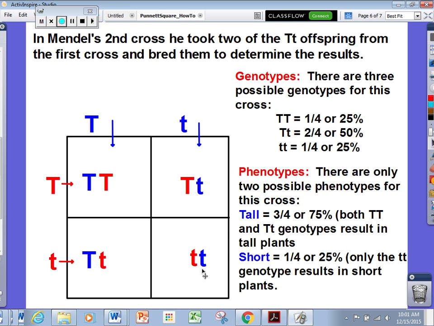results in short plants. So this mirrors what Gregor Mendel found out after testing thousands of times. He found out when he averaged all the information together that for every 3 tall plants, on average, he got 1 short plant when he did this hybrid cross, when he crossed 2 hybrid pea plant parents.